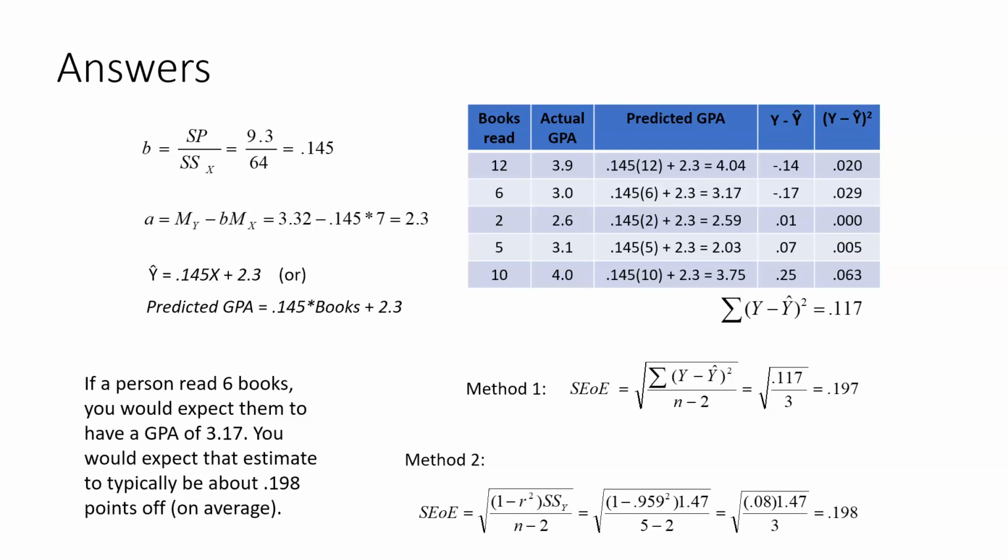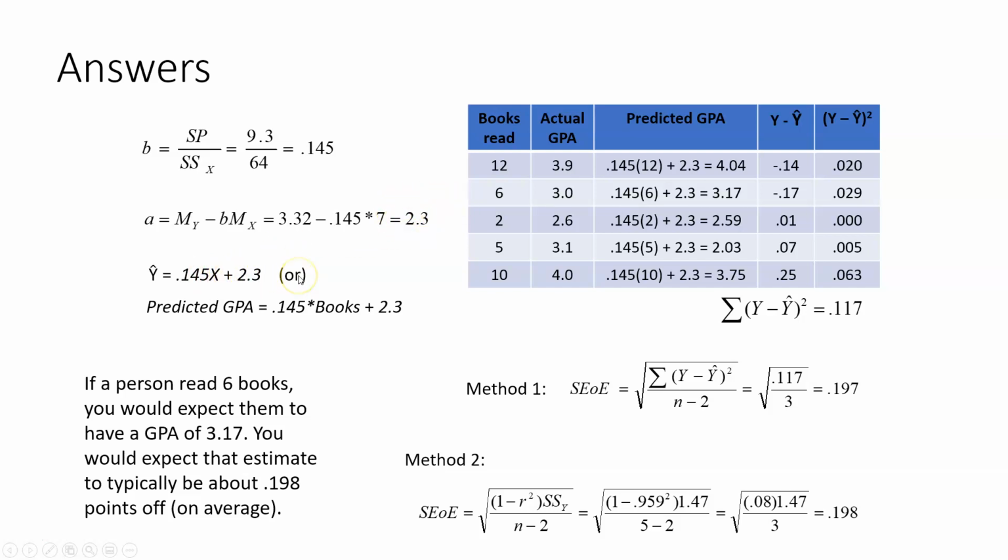Here are your answers. So if you wanted to compute the b part of your equation, you would use the sum of products over the sum of squares for x. You would get 0.145. The a part of your equation uses the mean of the y variable and the mean of the x variable, and the b you just computed. And if you carry that through, you get 2.3. You can use both the b and the a to form an equation. And that equation should be y hat equals 0.145 times x plus 2.3.